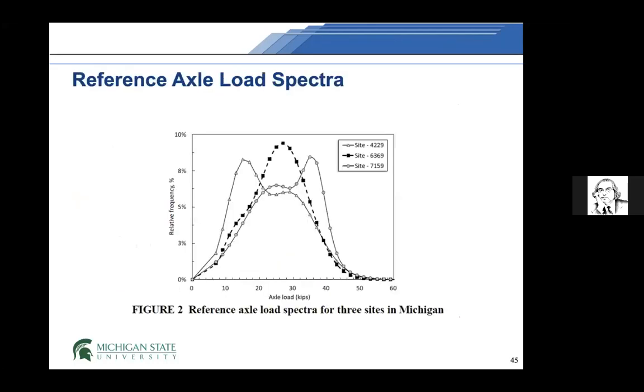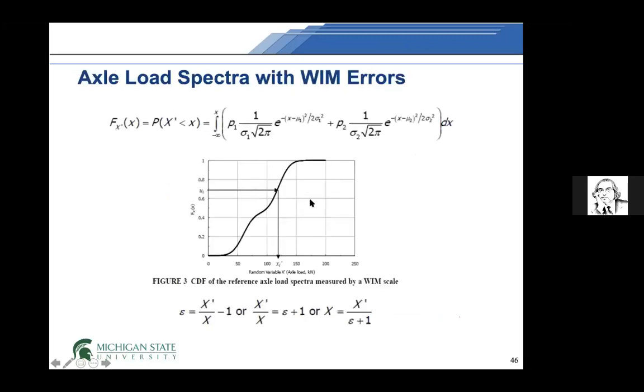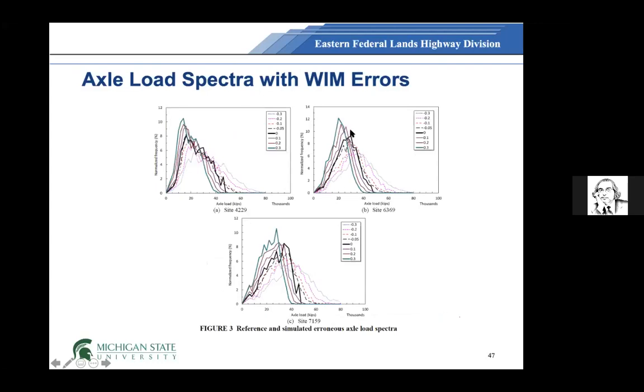So I use the actual load spectra from the LTPP data. This is coming from 3 sites in LTPP from different states. And I use the Monte Carlo simulation in this case. I can generate random numbers from the cumulative distribution, and I can get a load spectra with a certain amount of error. So these are the load spectra for these assumed random or systematic errors.